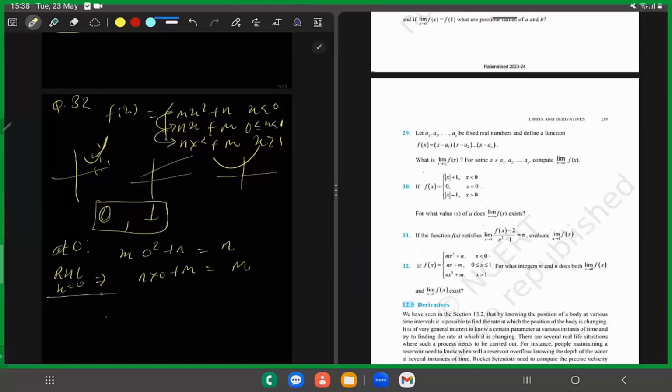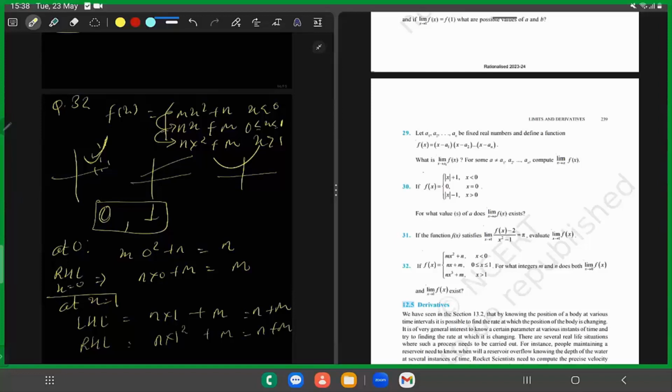And similarly, if we check at x equal to 1, then LHL would be equal to n into 1 square plus m, so this should be equal to n plus m. And the left hand limit would be by putting the value in the above function, so n into 1 plus m, so this would be n plus m. And the right hand limit would be by putting the value in the expression nx square plus m, so this is n into 1 square plus m, so this is n plus m.